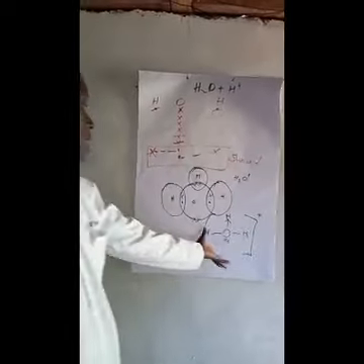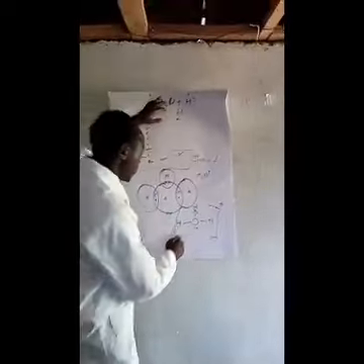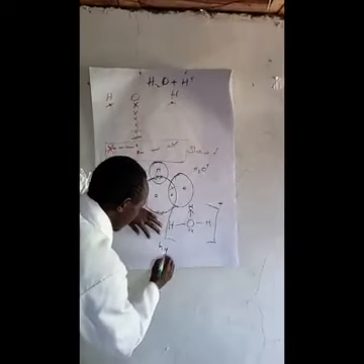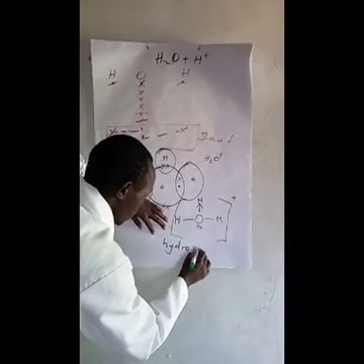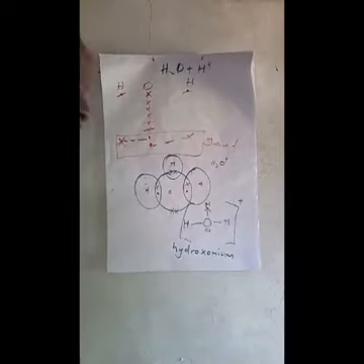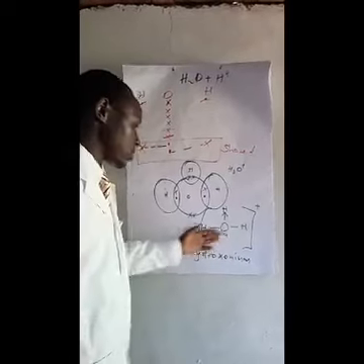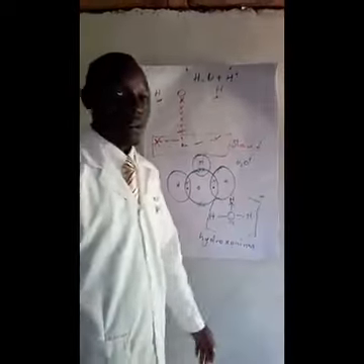So this one is H3O plus. It is called hydroxonium ion. Some call it hydronium, still the same. So hydroxonium ion or hydronium ion.